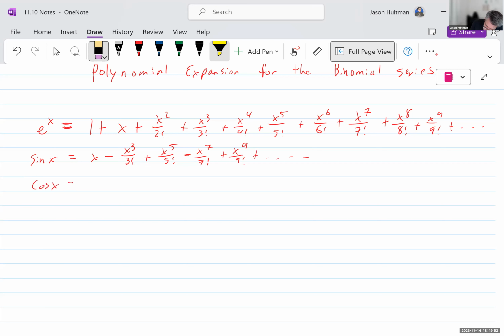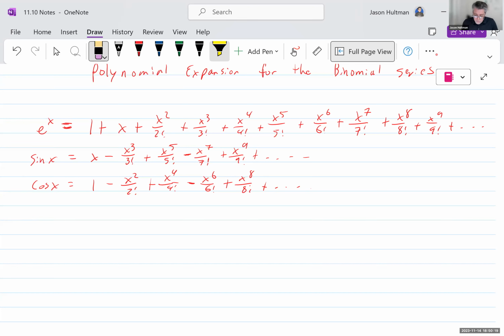What's cosine? Cosine is 1 minus the evens, x squared over 2 factorial, plus x to the 4th over 4 factorial, minus x to the 6th over 6 factorial, plus x to the 8th over 8 factorial, plus dot dot dot. So those are our 3 common Maclaurin series.